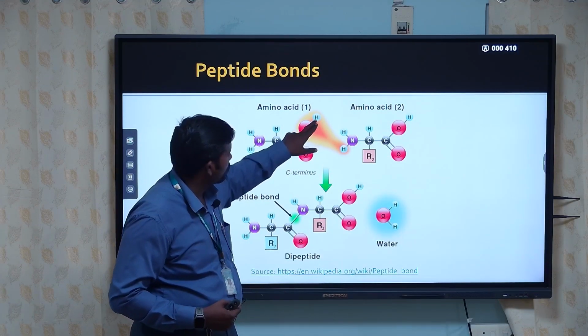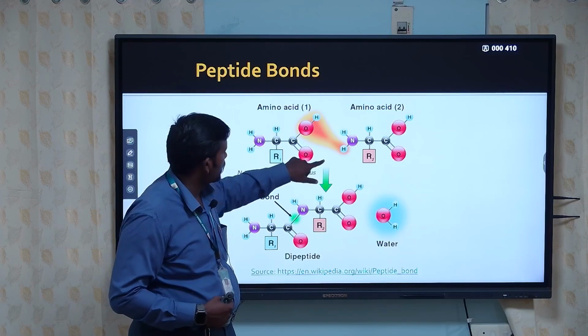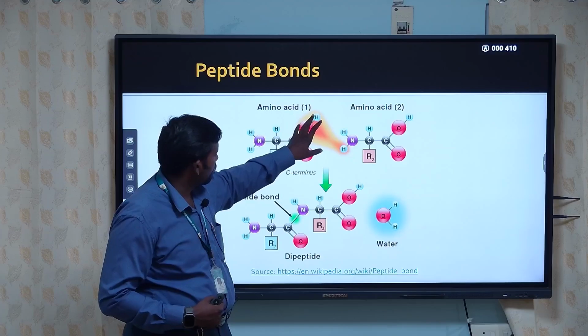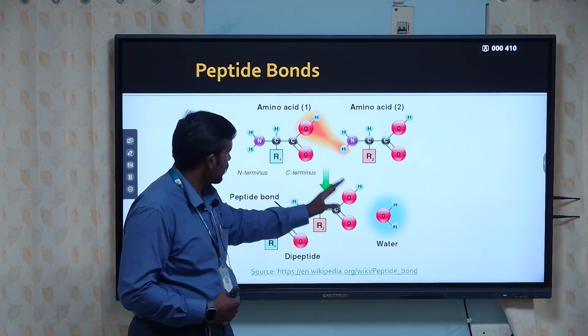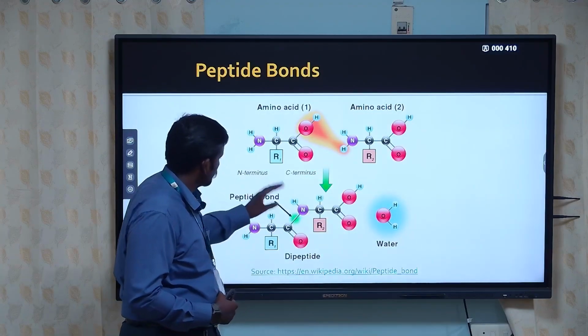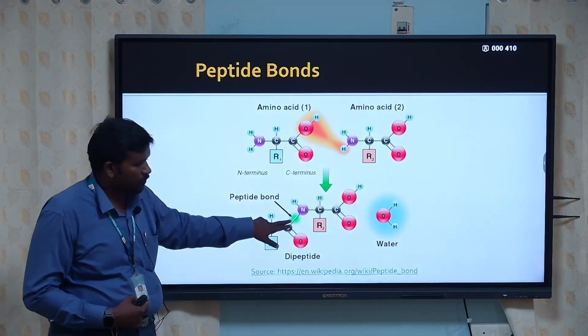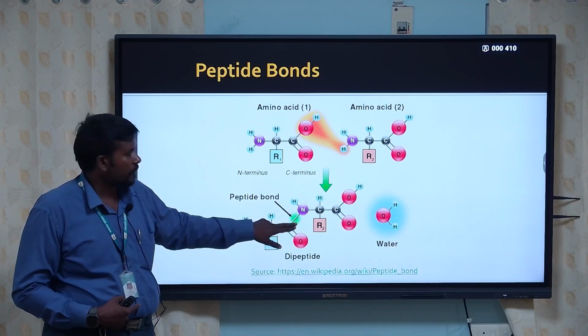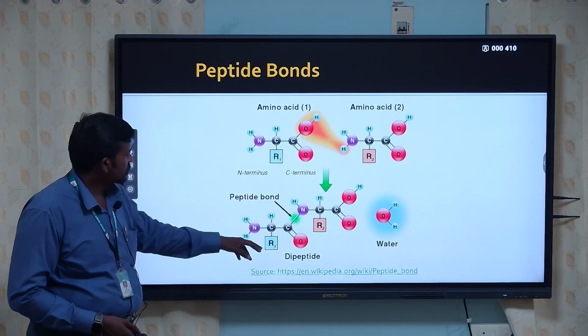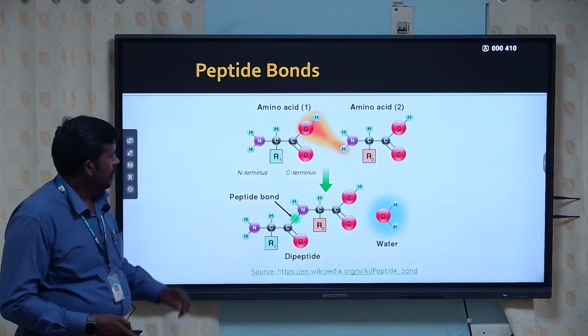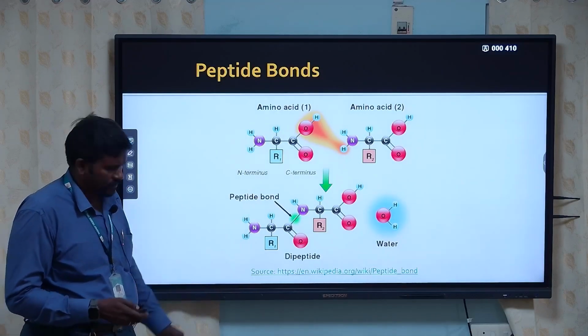So the OH group from amino acid 1 and the H hydrogen from amino acid 2 will form a water molecule and it will be cleaved off. So the rest will form a peptide bond. Here you can see the green shaded part is the peptide bond. Because two amino acids are there, we say it is a dipeptide.